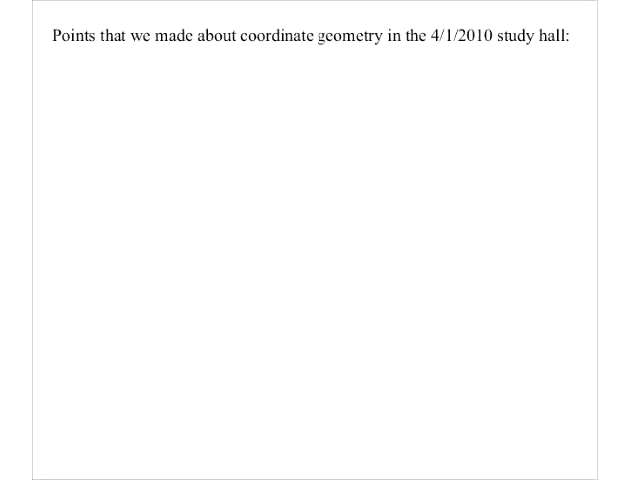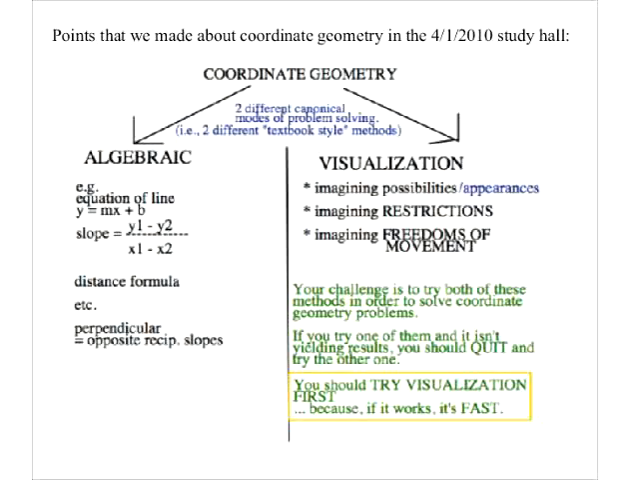Okay, there you go. It'll show up on your screens in just a second. These are the points that we made about coordinate geometry on April 1st. So we're going to reference these points as we go through the problems that follow. But these are the two principal approaches to coordinate geometry on the screen. You can approach coordinate geometry algebraically, or you can approach it by visualization.